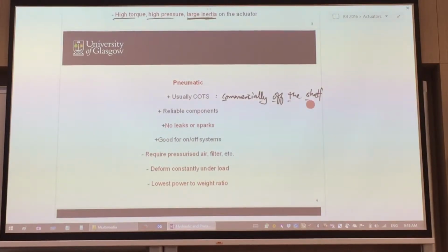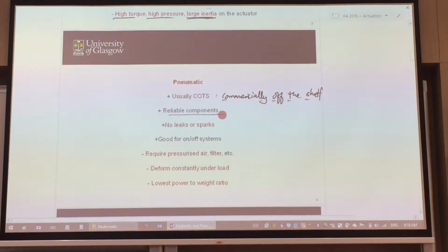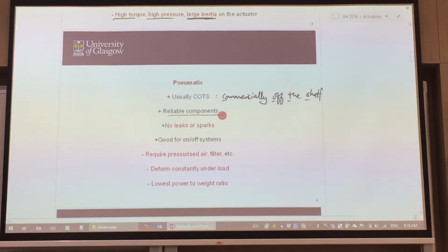Overall, you have this fluid module, fluid dynamics. So pneumatics are usually commercially off the shelf. They are pretty reliable because they use air, and air is compressed, and it wouldn't cause much damage to the component through wear and tear. That's not an issue. Because it's using air, even if there's a leak or a spark, it wouldn't ignite like hydraulic oil. So in that sense, it's an advantage.